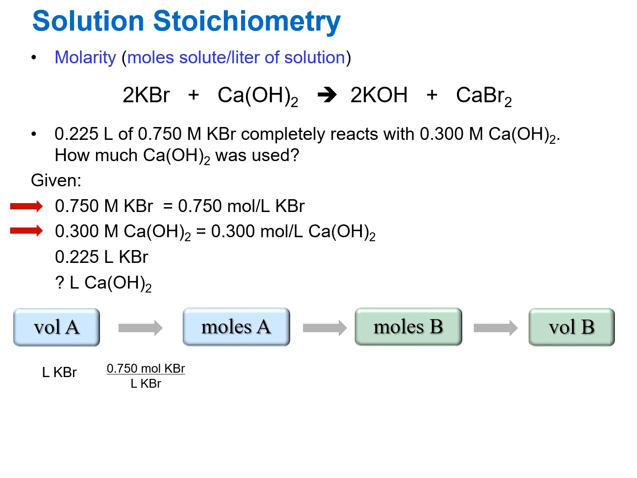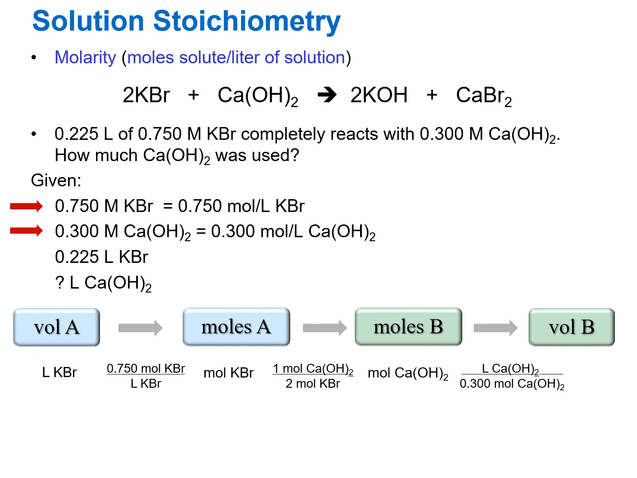So to drop all of this in, if we start with the liters of potassium bromide, we use the molarity of potassium bromide to convert to moles of potassium bromide, and then use our equation in order to get a conversion factor, a mole-to-mole conversion factor between calcium hydroxide and potassium bromide. That will allow us to come up with the moles of calcium hydroxide, and then we can use the molarity of our calcium hydroxide to get us into the volume of calcium hydroxide.